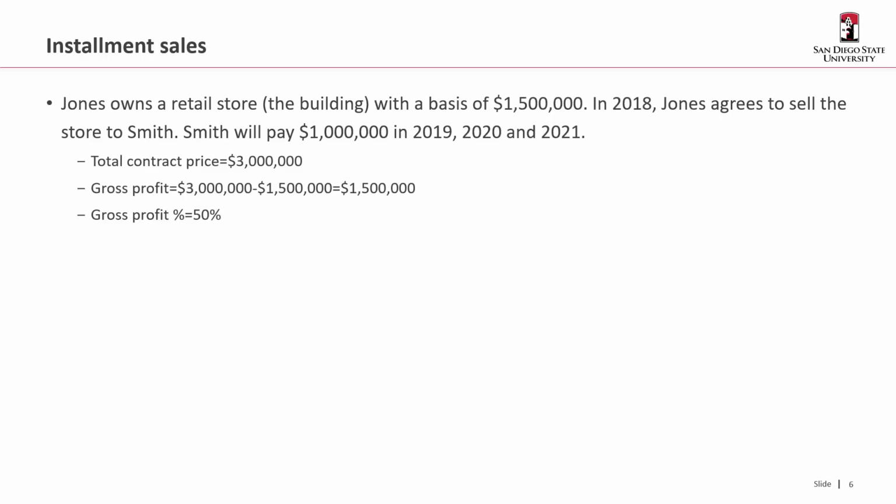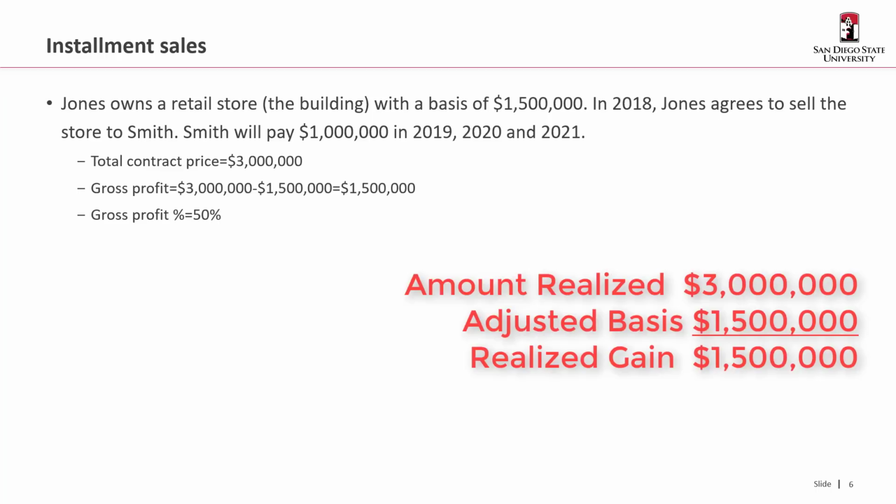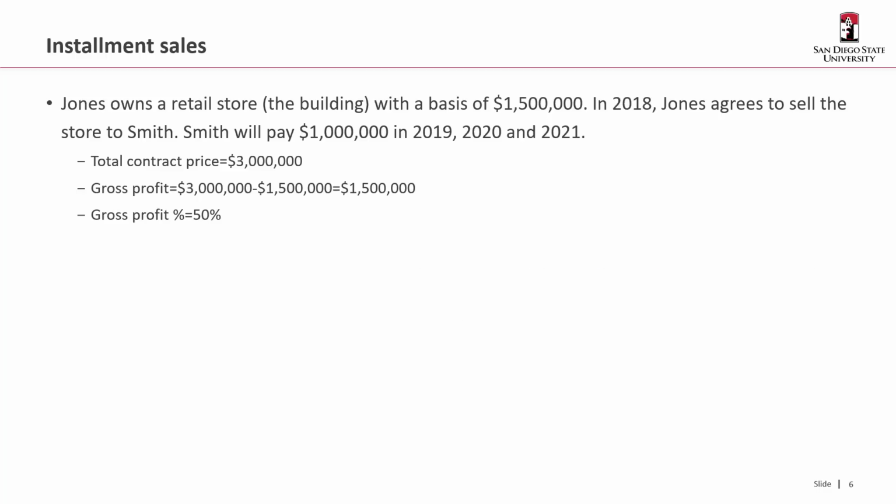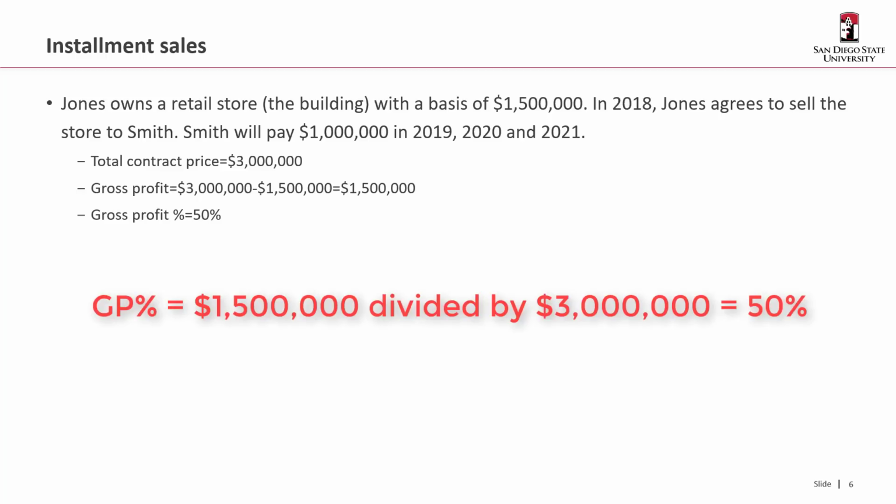So the first thing we would do is calculate the total contract price. So the total contract price is 3 payments of $1 million or $3 million. The gross profit is the amount realized, which is that total contract price minus the adjusted basis of $1.5 million. So the realized gain is $1.5 million. And therefore the gross profit percentage is simply the gross profit divided by the total contract price, or 50%. 1.5 million divided by 3 million.